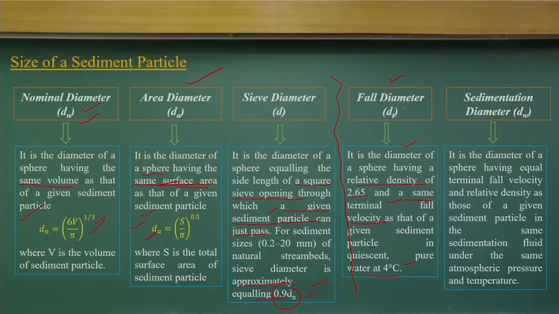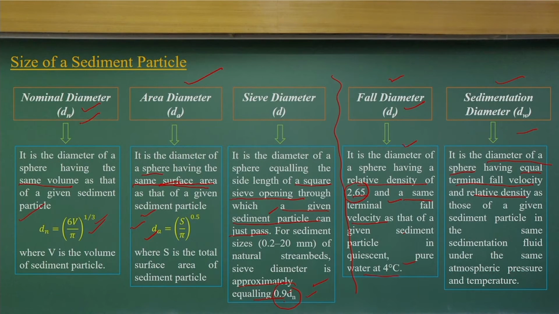The sedimentation diameter is the diameter of a sphere having an equal terminal fall velocity, and the relative density will be the same. In the earlier case, the fall diameter, we considered a relative density of 2.65, but in the sedimentation diameter the relative density is the same as the material's relative density. That's the reason we call it the sedimentation diameter.